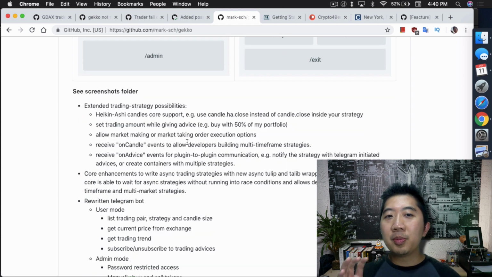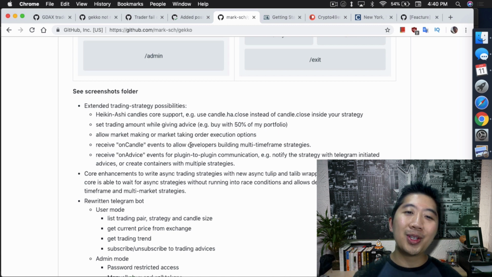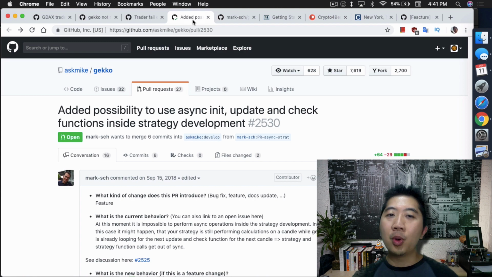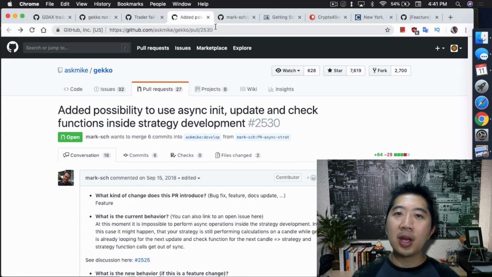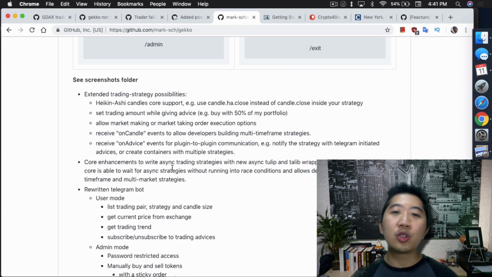Allow market making and market taking. So basically, I would assume the strategy that he has written, he has a few written already for Green Gekko, will let you choose between a limit order or a market order. So he has a lot of features already written in here. And the core enhancement he also mentioned is the async trading strategy. Again, this is the open issue where he wanted to merge into Gekko, but Axmike didn't quite agree with it. He has it here again, so you can write asynchronous trading strategies.